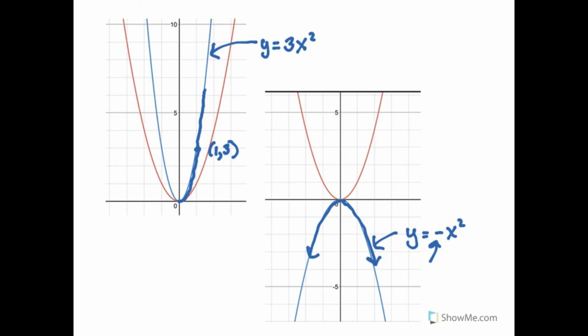So again, the multiplier of x squared, in this case, is changing the steepness of the graph just like a slope.